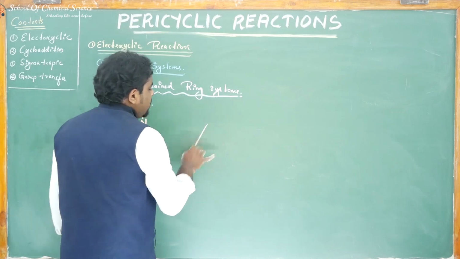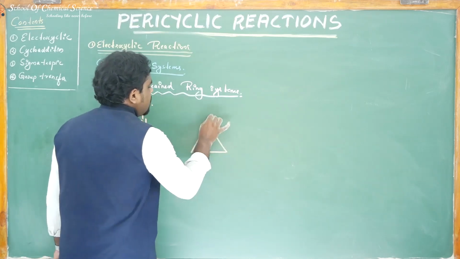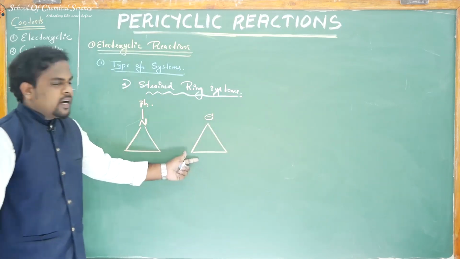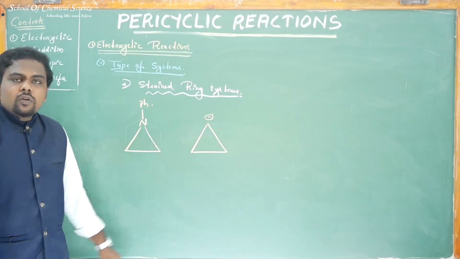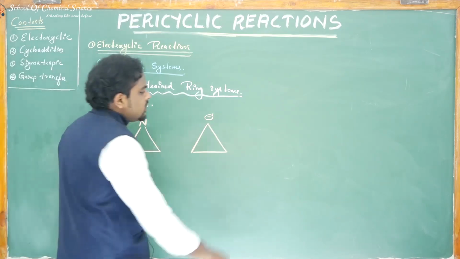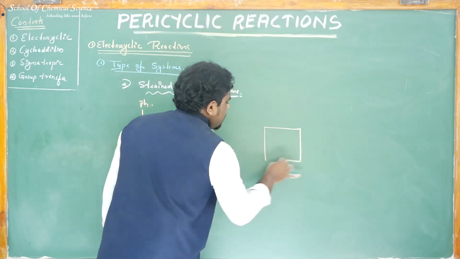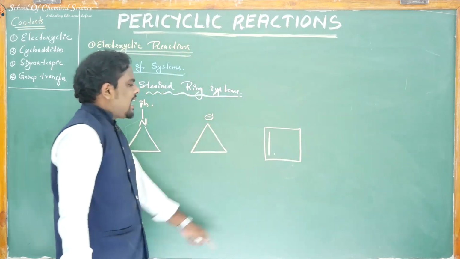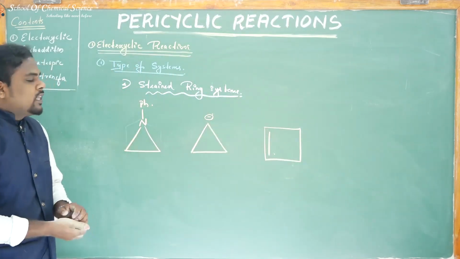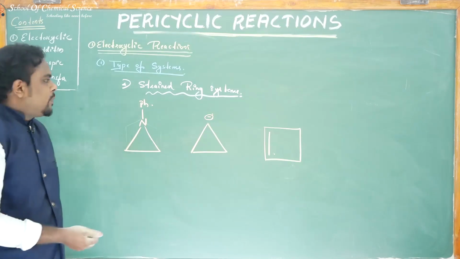Then another example, a 3-membered ring, highly strained. This will also show electrocyclic reaction. A 4-membered ring, highly strained, will also show electrocyclic ring opening reaction.